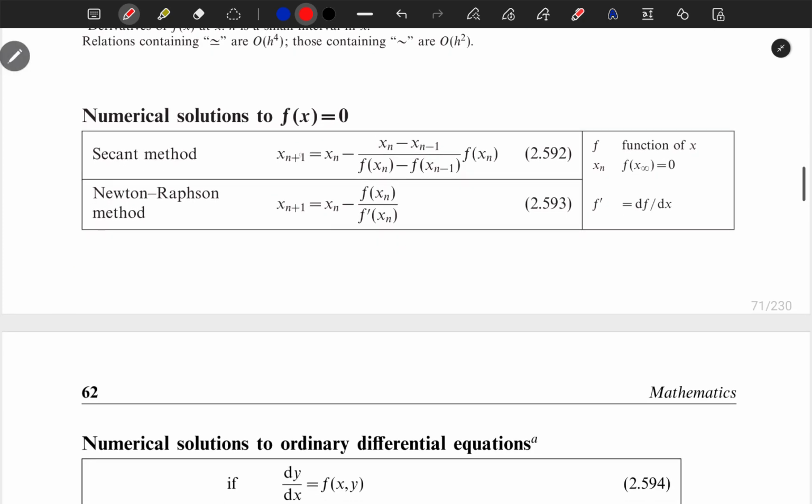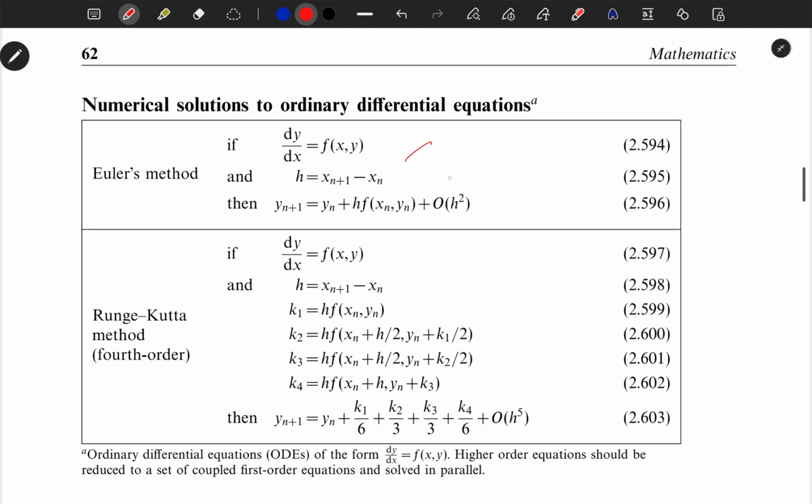Numerical solution, second method: x next step, x n plus 1 equal to x n minus x n minus x n minus 1 over f of x n minus f of x n minus 1 times f of x n. Newton Raphson to get the numerical solution, like the roots, f of x equal to 0 where the curve cuts. So again, x n plus 1 equal to x n minus f of x n divided by f dash x n.